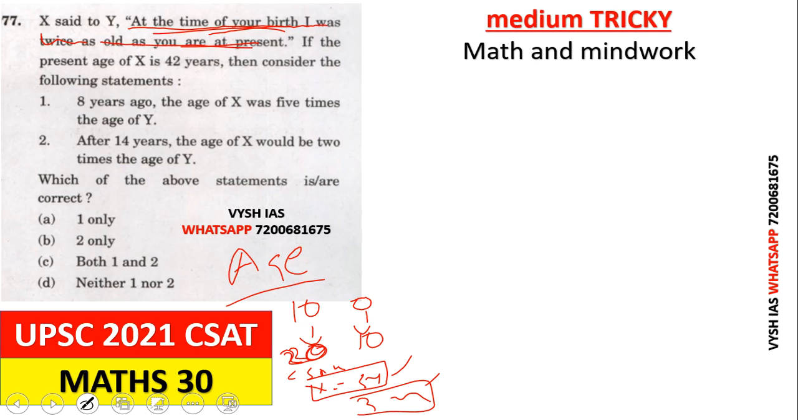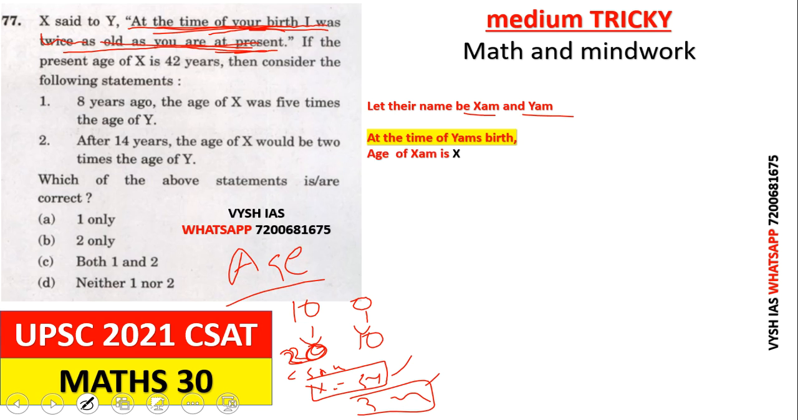Okay, so let their names be Sam and Yam, instead of X and Y, because that will create confusion. Two situations are given here: at the time of your birth, I was twice as old as you are at present. So your birth and at present, two situations are there, and we'll consider both. At Yam's birth, the age of Sam, let it be X. The age of Yam will be 0 because he is just born. When you are born, my age is X. Understood?